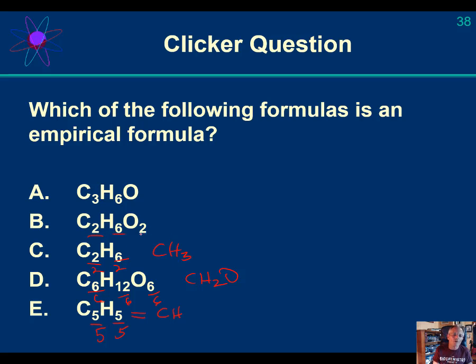All of these subscripts I can divide by 2. That's going to give me CH3O. But this is understood to be a 1. Well, there's no simpler number than 1, so there's no divisor that I can divide these by that will simplify this formula. So that is my empirical formula. And all the rest of these formulas are molecular formulas.